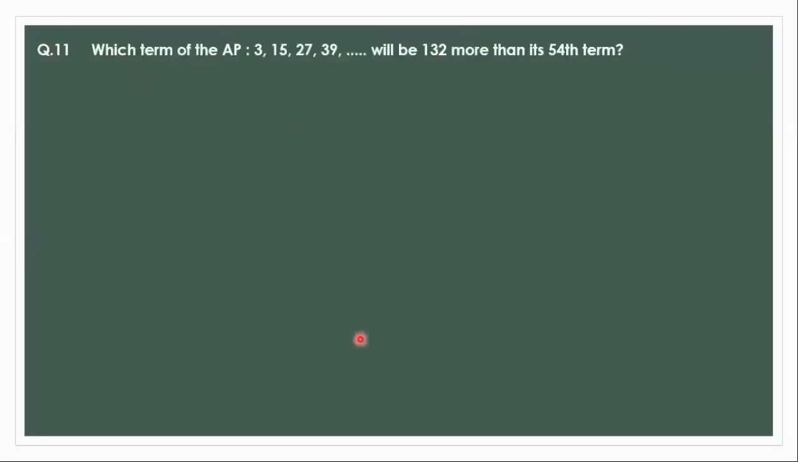The term of the AP 3, 15, 27, 39 will be 132 more than its 54th term. What does it mean, children? What are the values here they gave? The first term they gave is 3. D value you got to know? A2 minus A1, 12. Yes, ma'am, 12.